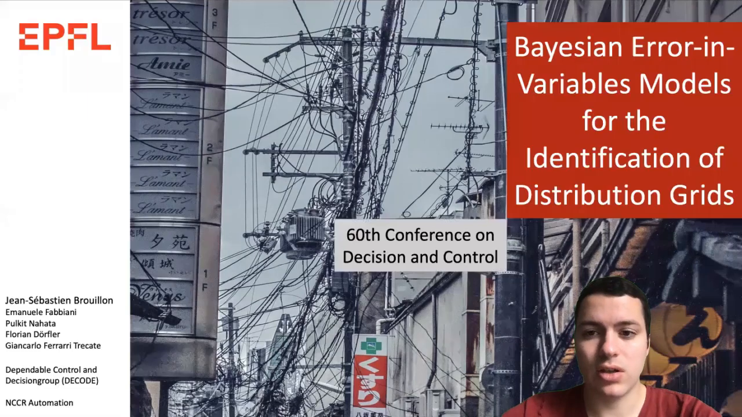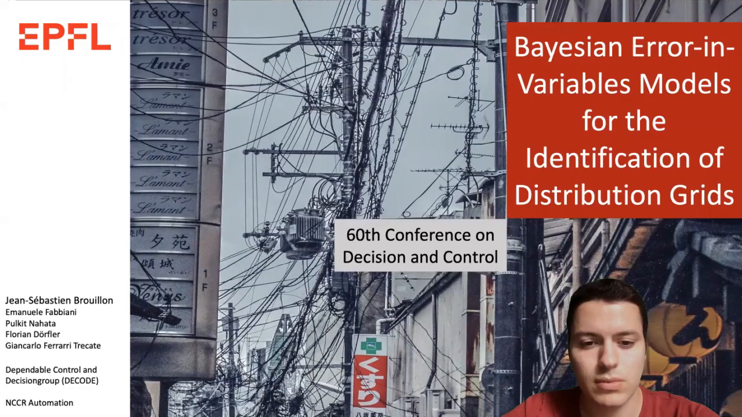Good afternoon. I am Jean-Sébastien Brouillon from EPFL in Switzerland, and I will present Bayesian error and variable models for the identification of distribution grids. This means that I will show you methods to estimate the parameters of power lines and how they're connected to each other. The main message to take home here is that this is a very challenging task.